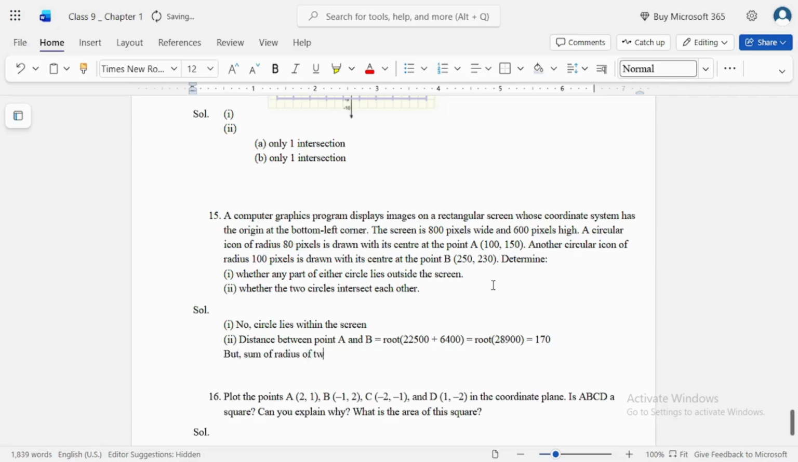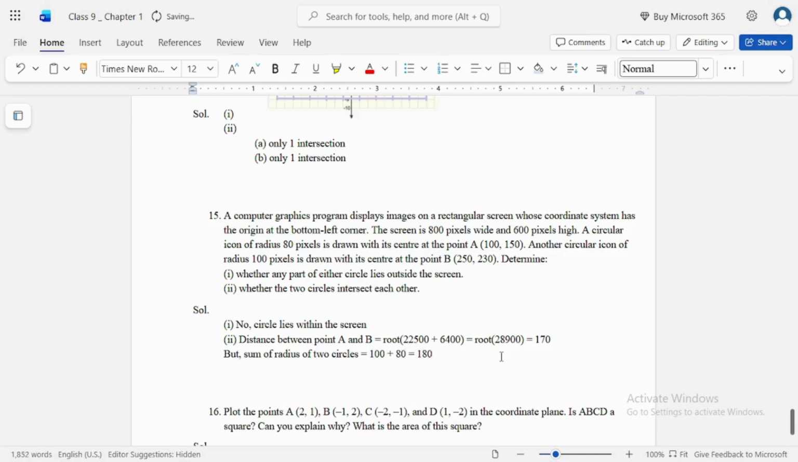The sum of the radii of the two circles is 100 plus 80, which is equal to 180 units. So this distance is less than the sum of the radii, right? That means the circles will intersect each other.